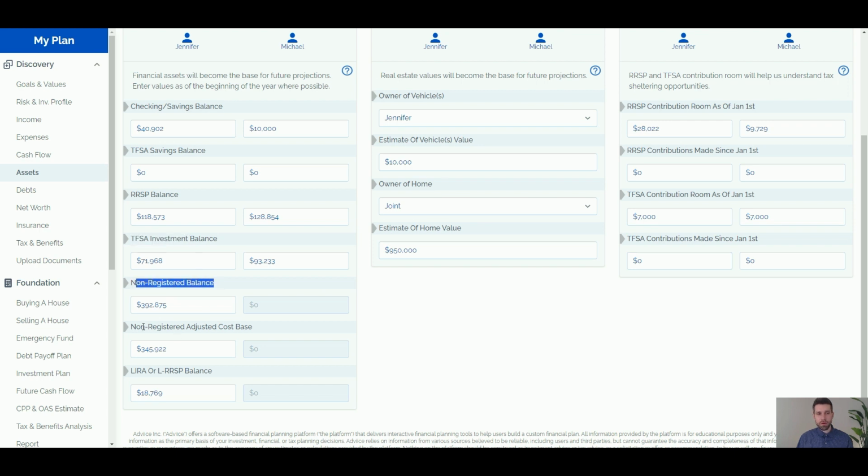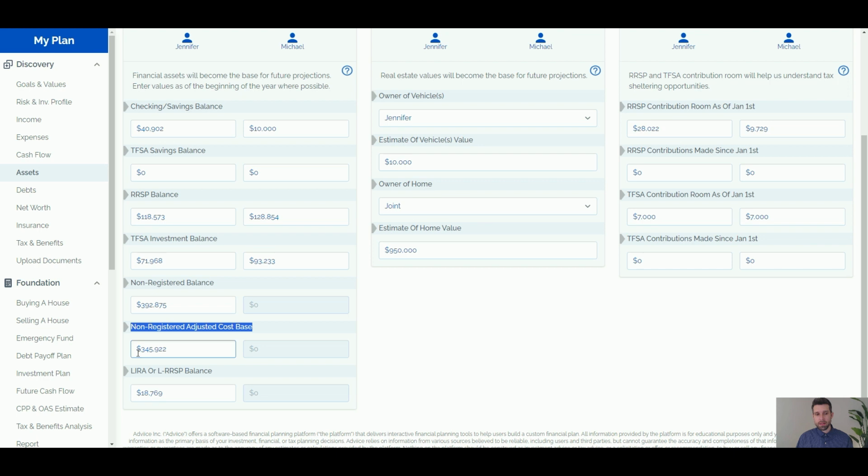Now for non-registered, we want to make sure that we have a cost base entered. So the cost base is the original value of the investments. It could be book cost or book value on your statements. This helps the platform calculate future capital gains as these non-registered investments are sold in the future.